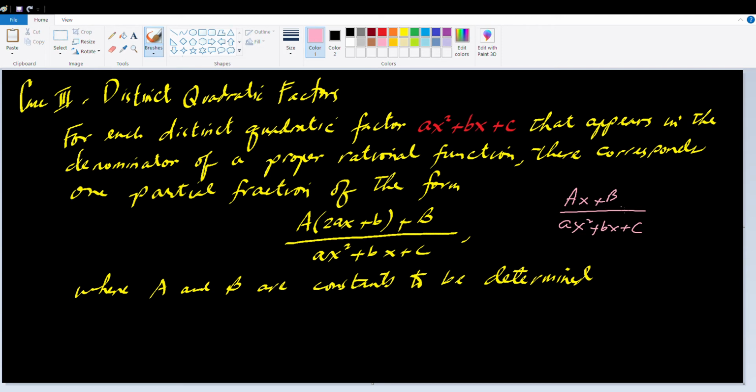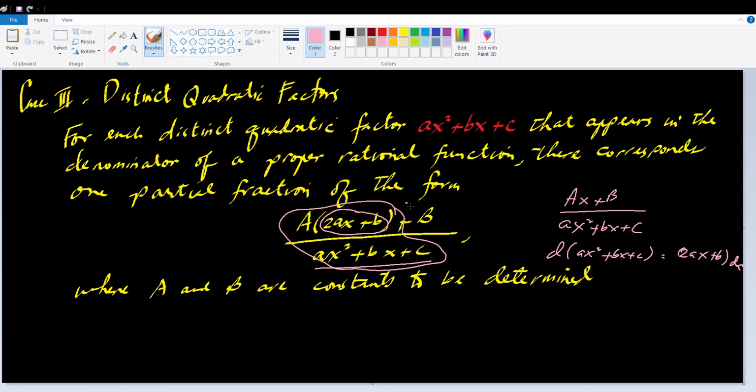Instead of Ax plus B in the numerator, we will be using A times the quantity 2ax plus b, plus B. What is special about 2ax plus b is that it is the exact differential of the denominator. So if we take the differential of ax squared plus bx plus c, we will be getting 2ax plus b dx. So once we have come to that point wherein we are to evaluate the integral of A times 2ax plus b all over the quadratic factor, it will take the form du all over u.